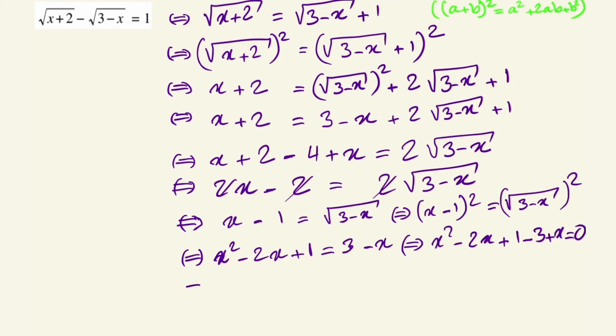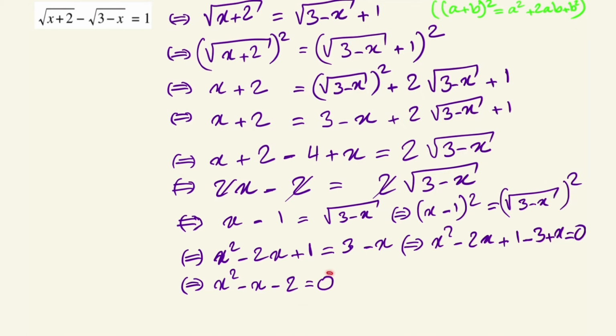So what we're going to have is just x squared, and here we have minus 2x plus x, which is just minus x, and then we have negative 3 and plus 1, so it's going to be just negative 2, equal to 0. Now we end up with a quadratic equation.